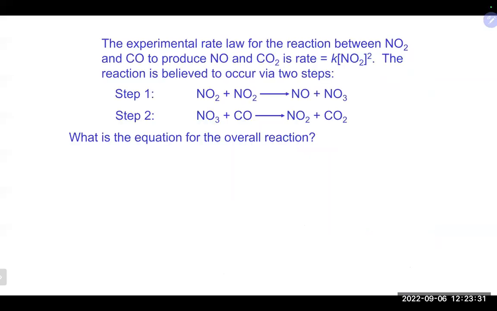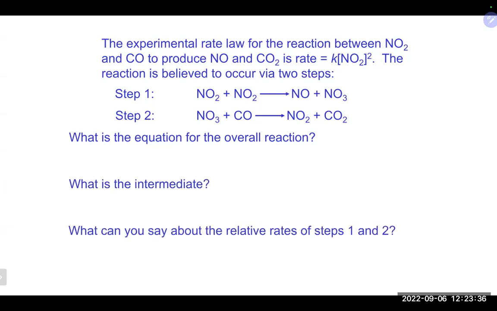All right. So let's take a look at this here. Why don't you try a couple of things here? Why don't you figure out these three things? Here is a possible mechanism for a reaction to take place. The rate law is found experimentally to be the rate equals K times NO2 squared. First off, what is the overall reaction? What are the intermediates? And what can you say about the rate of the first step versus the second step? So let's start with the first one.